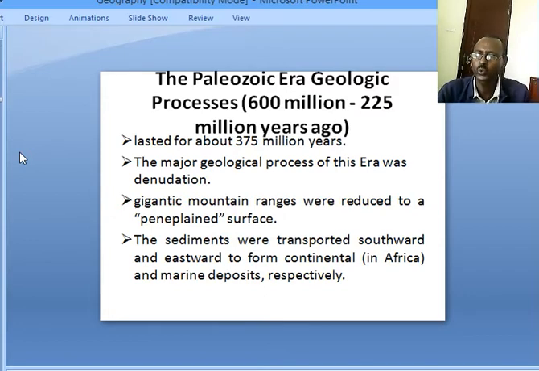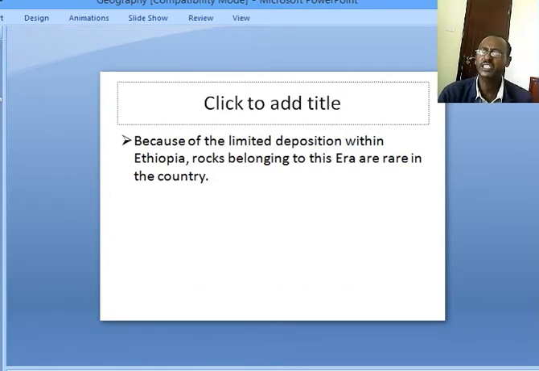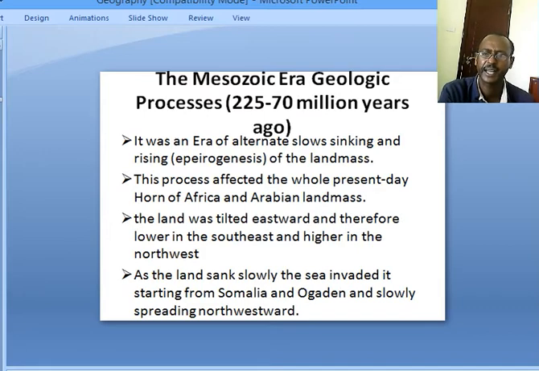They started to lower. The sediments were transported southward and eastward to form continental deposits, for example in Africa, and marine deposits respectively. Marine refers to sea, okay, respectively. Because of the limited deposition within Ethiopia, rocks belonging to this era are rare in the country, because there was not huge deposition in Ethiopia, so we don't have ample evidence about this era.